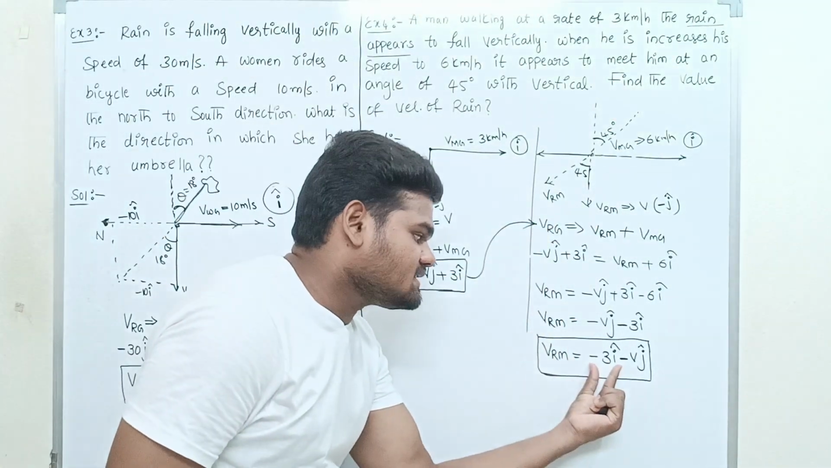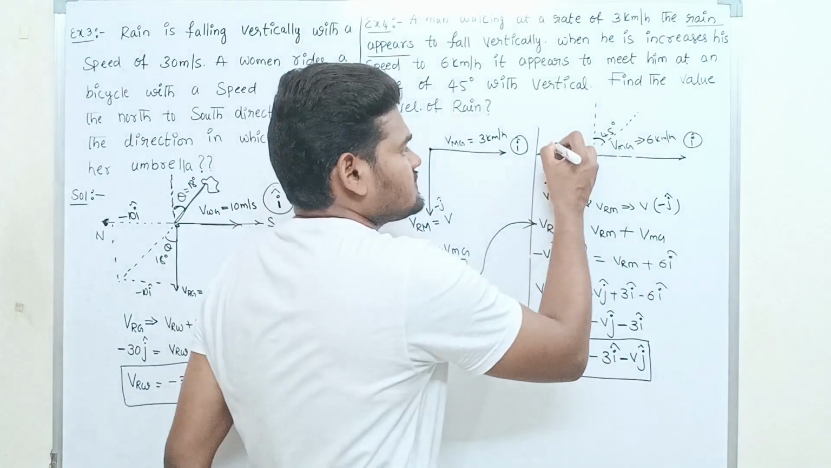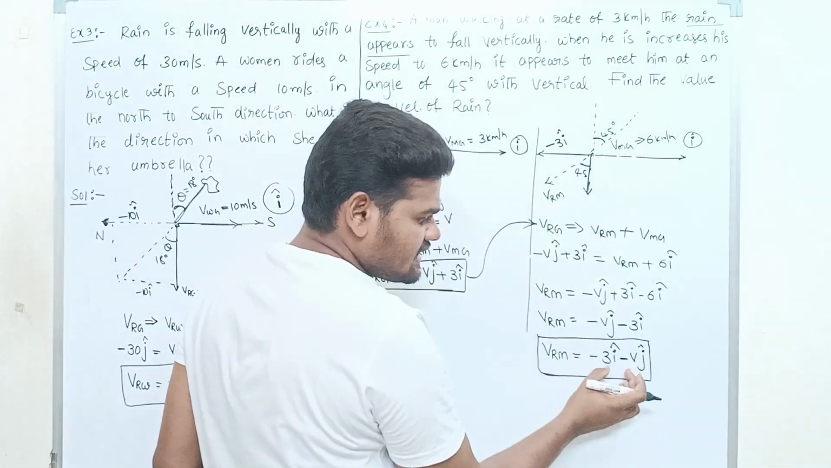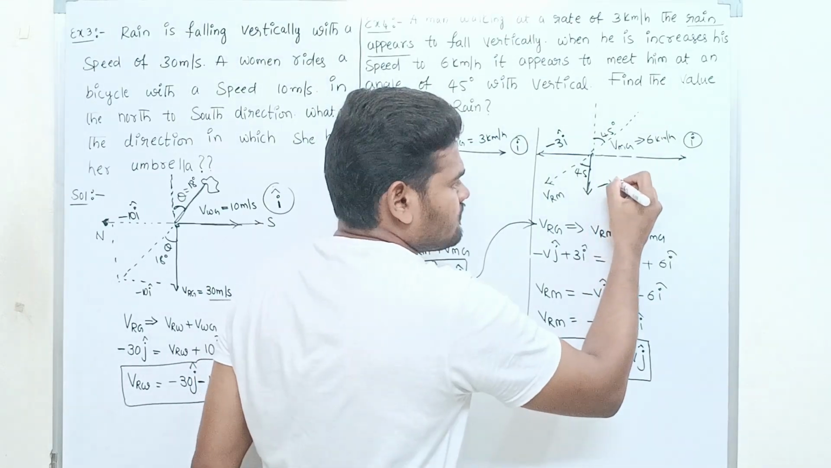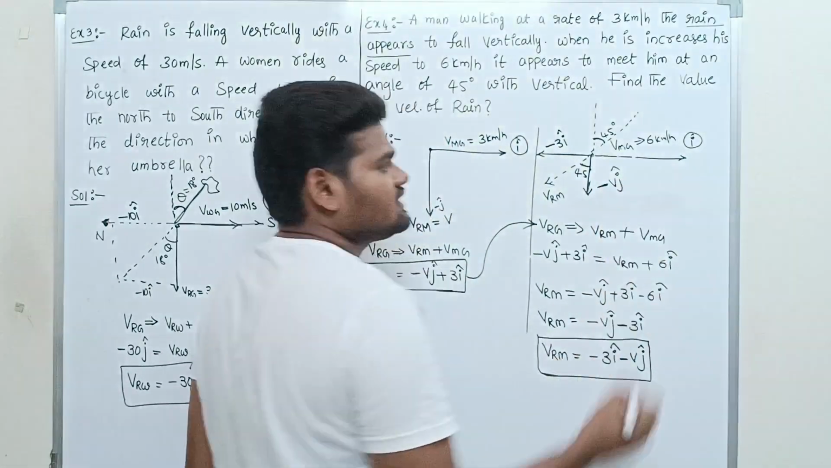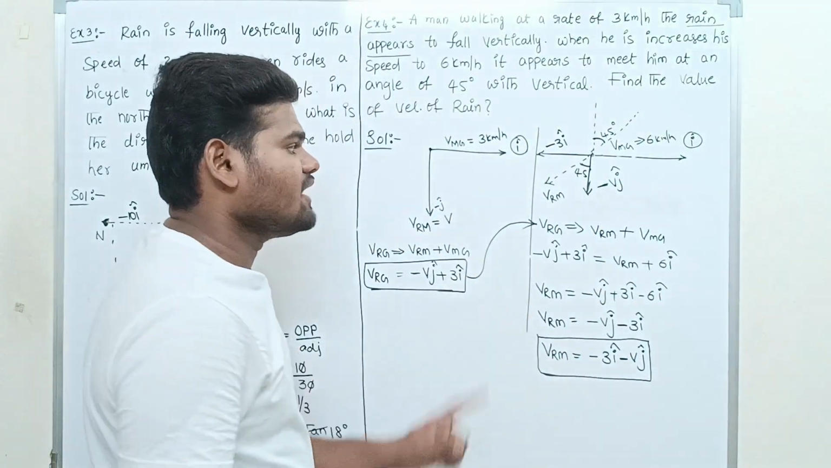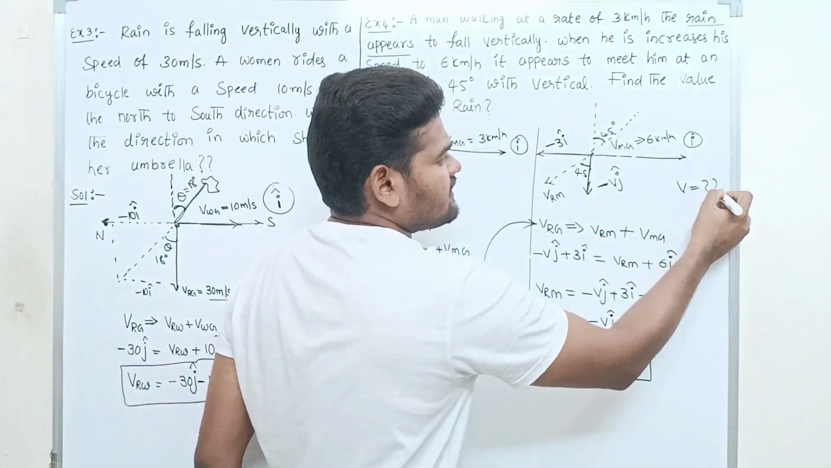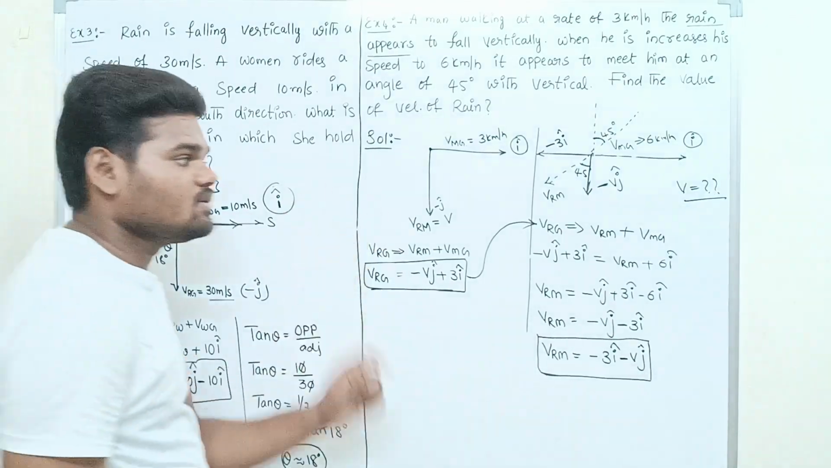We got minus 3 i cap, minus v j cap. So this is minus 3 i cap. Along this direction, we have the value minus v j cap. So what do we have to find? We have to find out v. Velocity of rain is equal to how much? We have to find out.